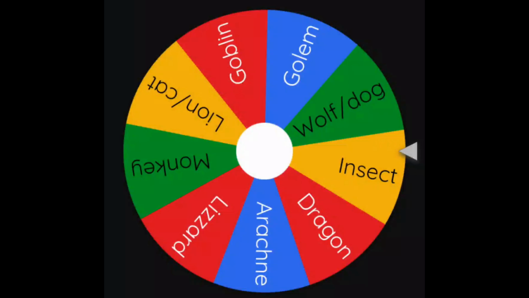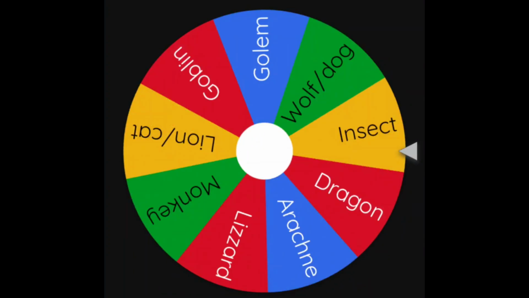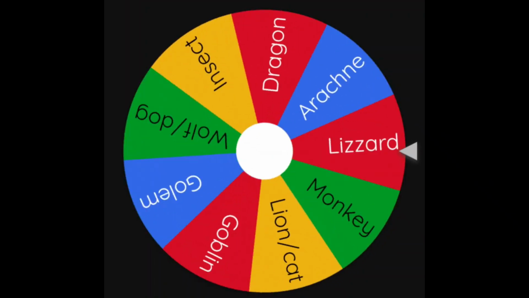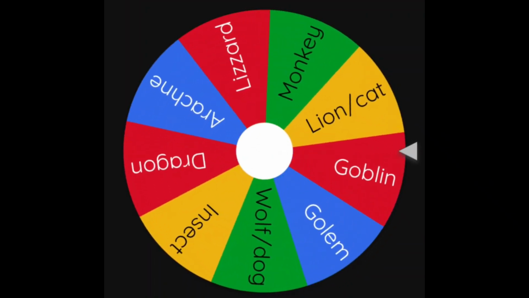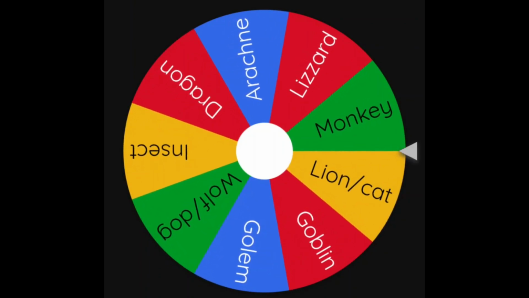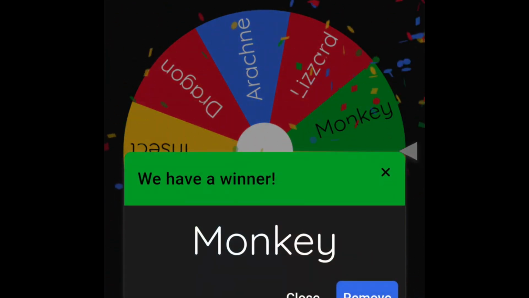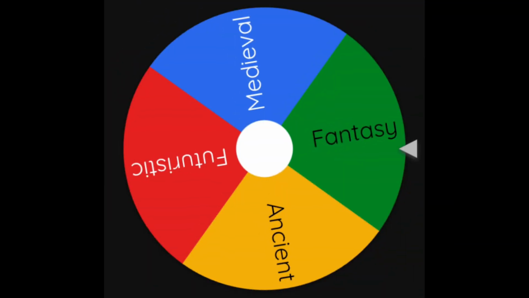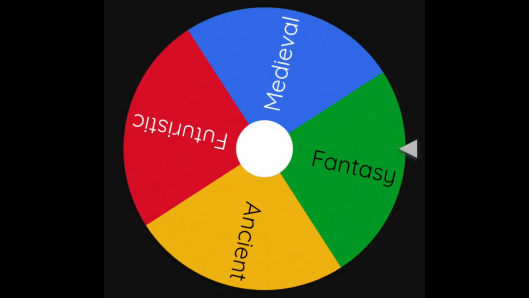We could grab wolf, insect, dragon, spider, lizard, monkey, lion, goblin, or golem. Lion? Lion? No, it's monkey. Okay, a monkey. And then for our final spin, we're going to find out after what genre our ape-type creature will be inspired. 25% chance each. Let's see what we get.